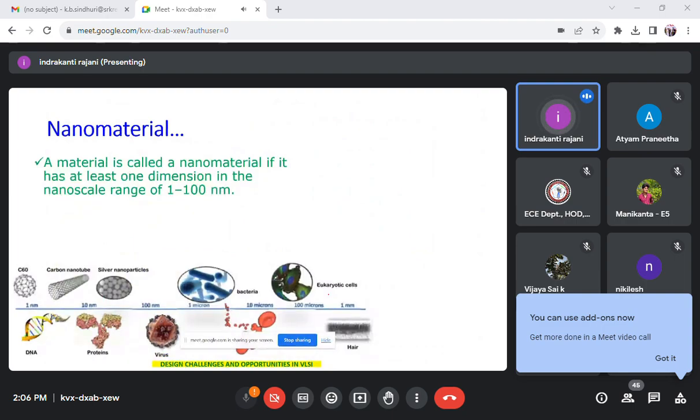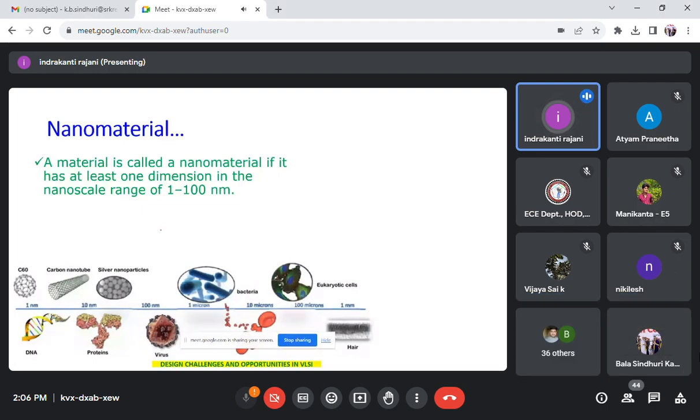First of all, what is a nanomaterial? Why is it difficult to see them? Because a nanomaterial has dimensions in the range of 1 to 100 nanometers. 1 nanometer means 1 into 10 power minus 9 meters. That is the size of the particle.